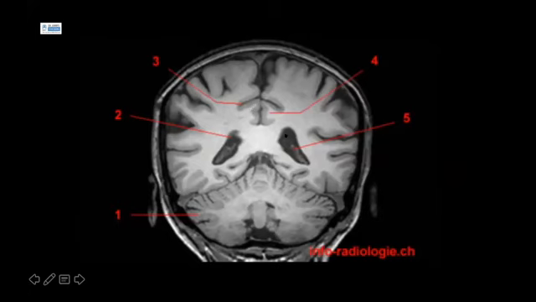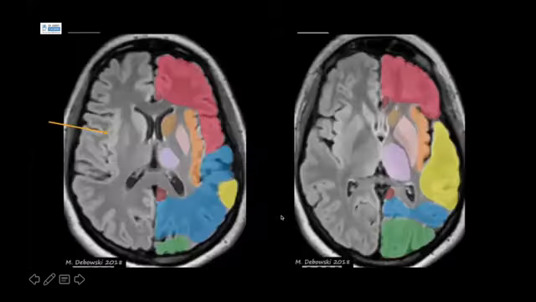I'll just point out, this is the choroid plexus we can see in the ventricles, and these are the cerebellar hemispheres. So again, we're now moving more inferiorly, and we can still see the frontal lobe in red and the parietal lobe in blue. We can start to appreciate the temporal lobe in yellow and the occipital lobe coming in green. So we're now at the level of the basal ganglia structures.